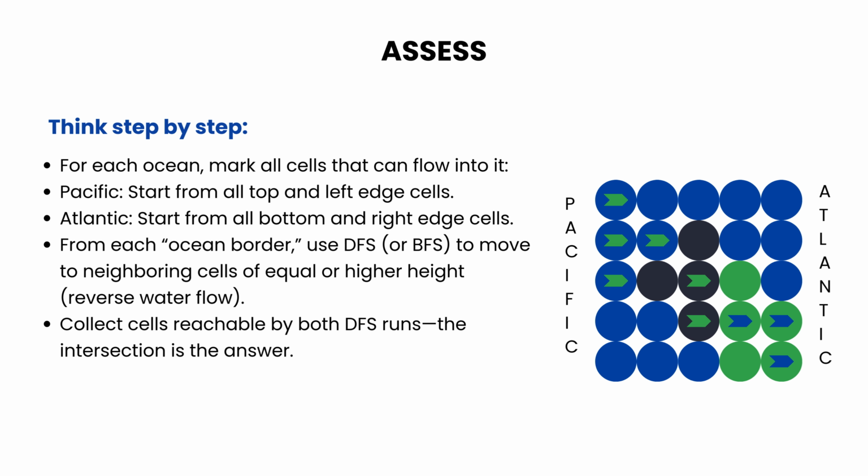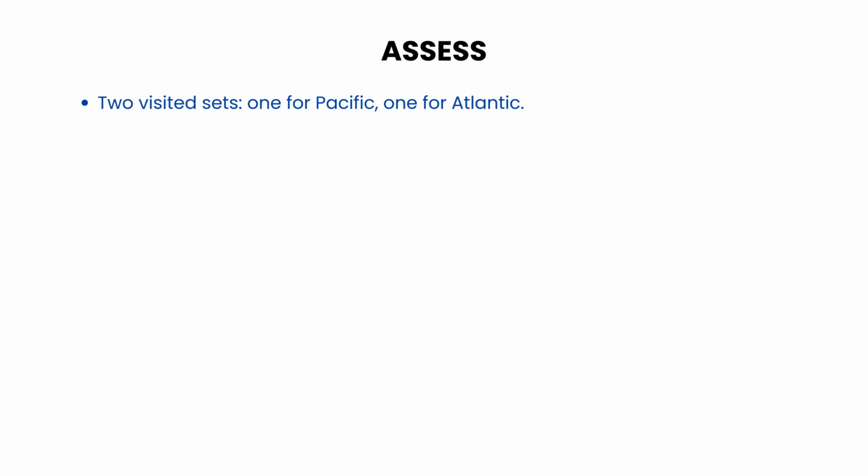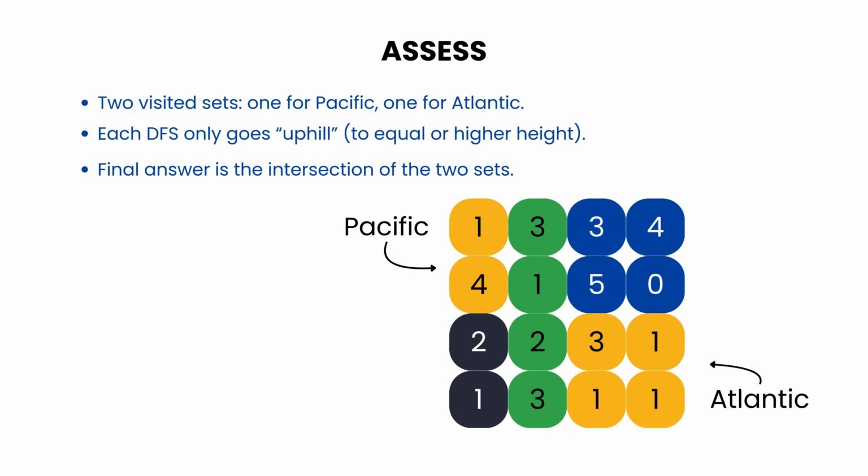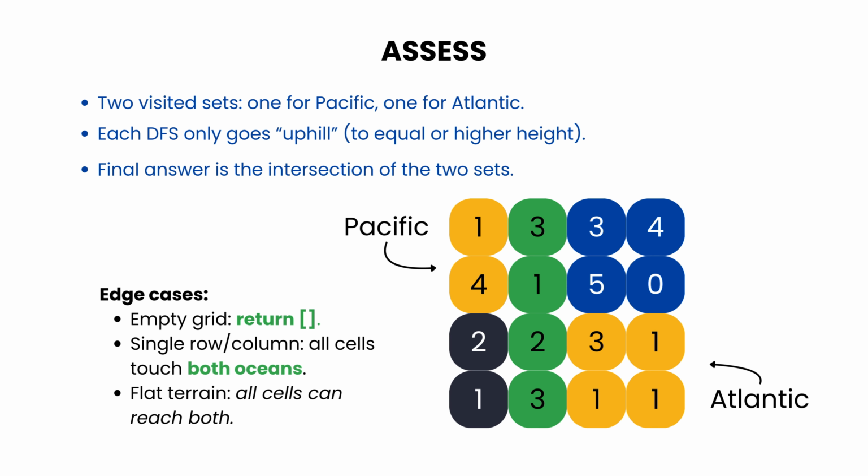Let's clarify. Two visited sets, one for Pacific, one for Atlantic. Each DFS only goes uphill to equal or higher height. The final answer is the intersection of the two sets. Edge cases. Empty grid, return an empty result. Single row or column, all cells touch both oceans. Flat terrain, all cells can reach both.